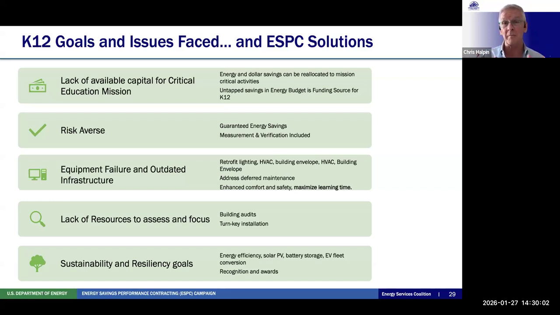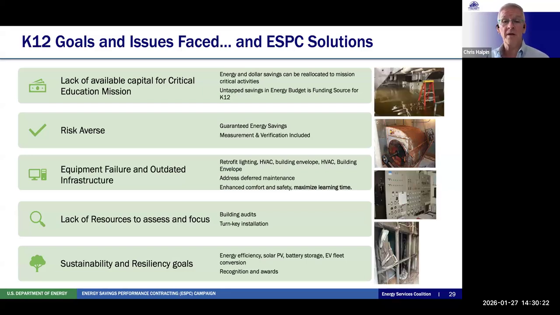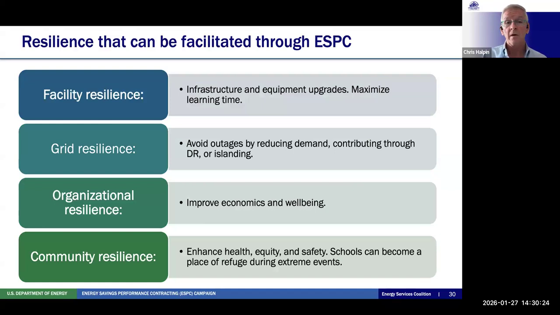And if it's a designated place of refuge, you don't always get to have those diesel generators work, right? If you can't get diesel, like we saw after Superstorm Sandy 15 years ago, you're really out of luck. And battery storage doesn't have that problem. And then lastly, EV fleet conversion is another great opportunity through this. Next slide.